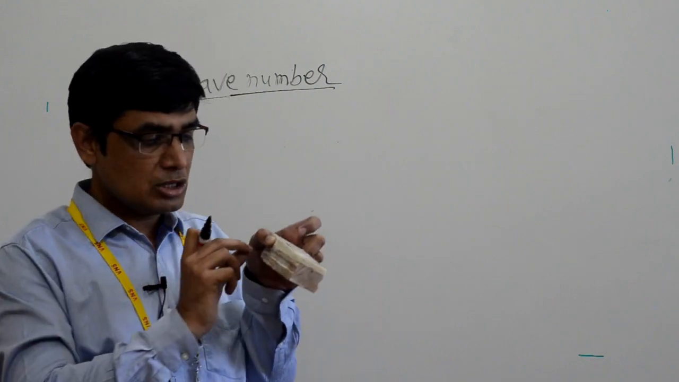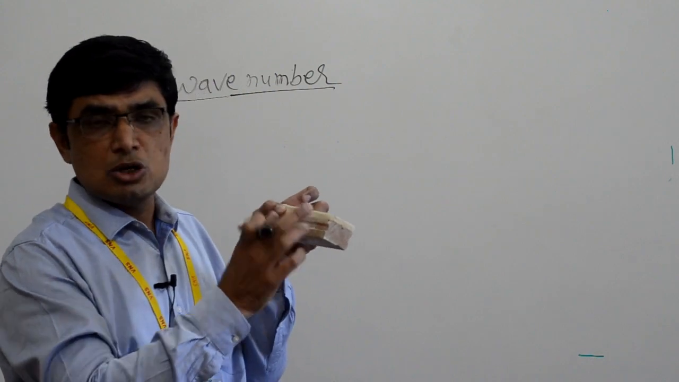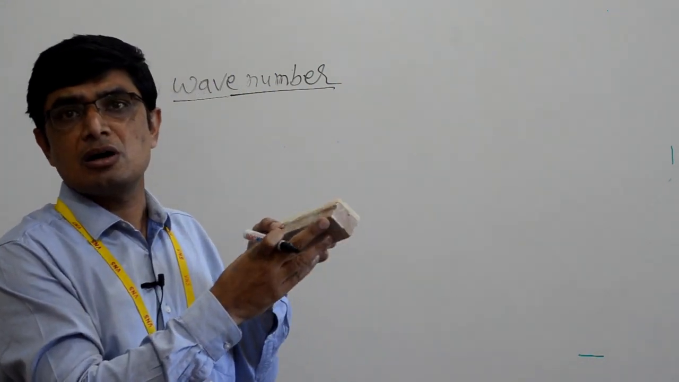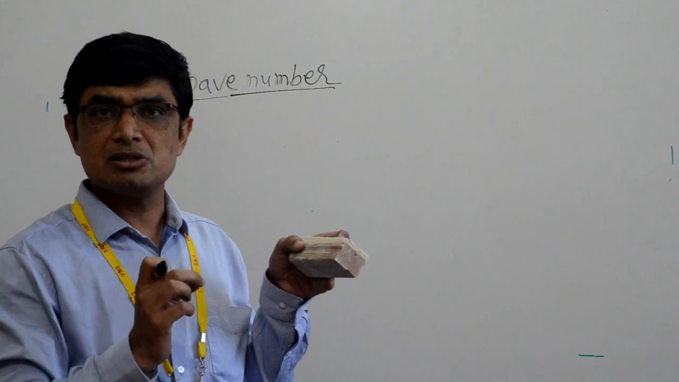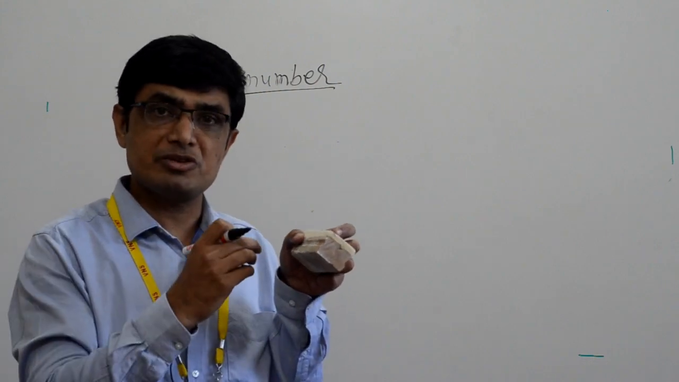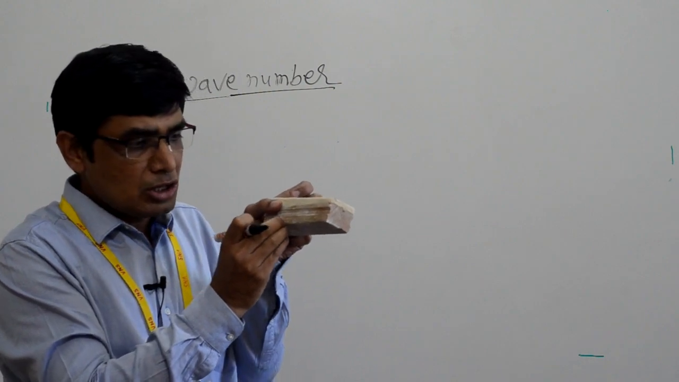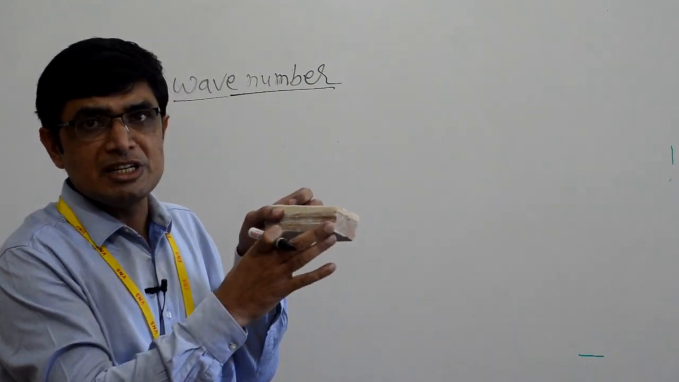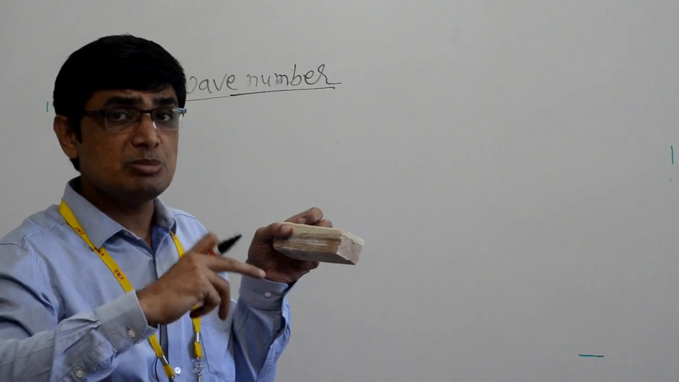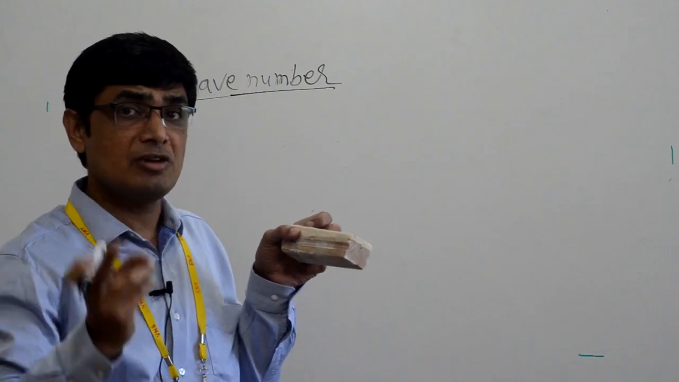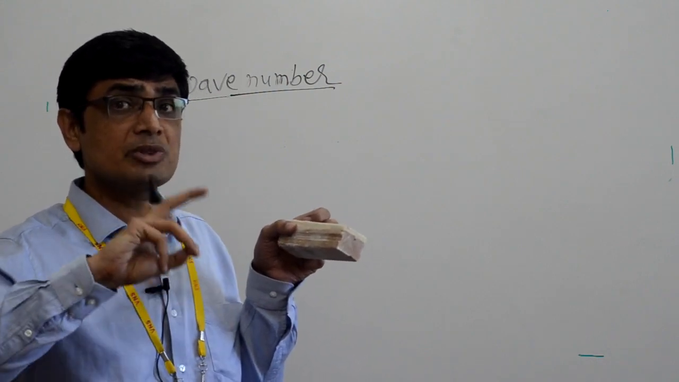Why? Suppose there is a larger wave, so fewer waves will come into the 1 centimeter. And if there is a small wave, the wavelength is very small, so the number of waves present in 1 centimeter will be more. It means the wave number and wavelength will be inversely proportional.